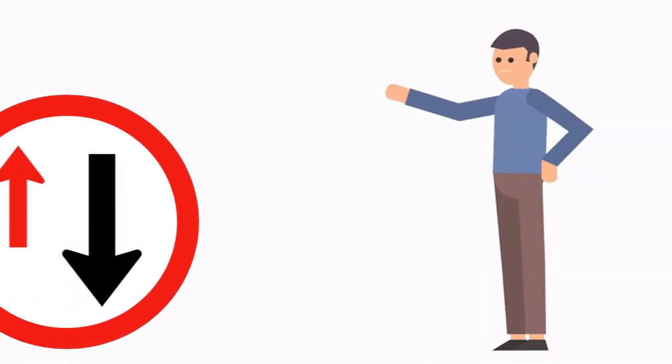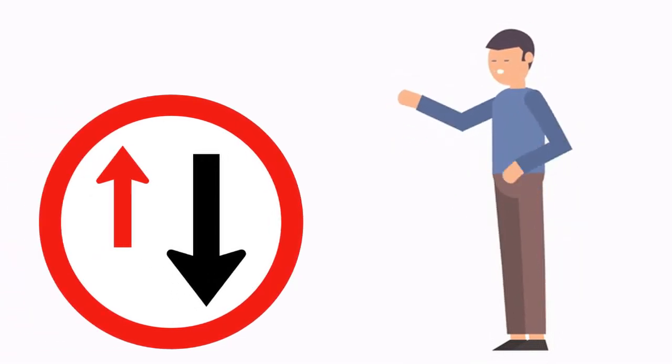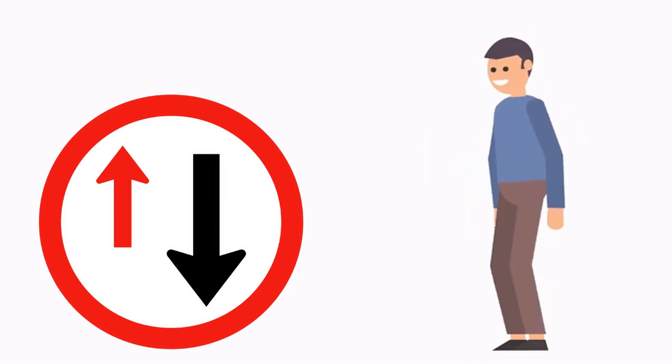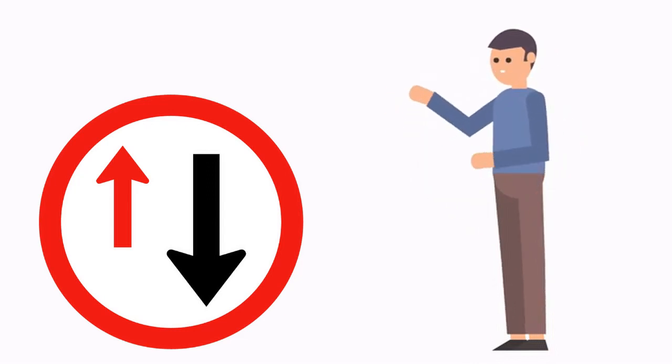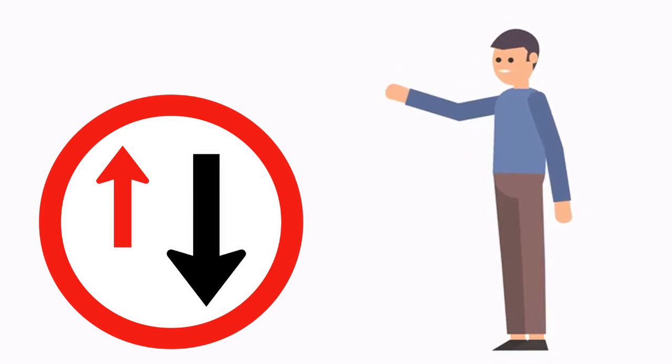This is the yield to oncoming traffic sign. You will find it at the entrance to any road intended for dual-way traffic. The purpose of the sign is to indicate that there is a single carriageway ahead for use by vehicles from both directions. When you encounter this sign, look out for other vehicles and yield to vehicles already in the carriageway.